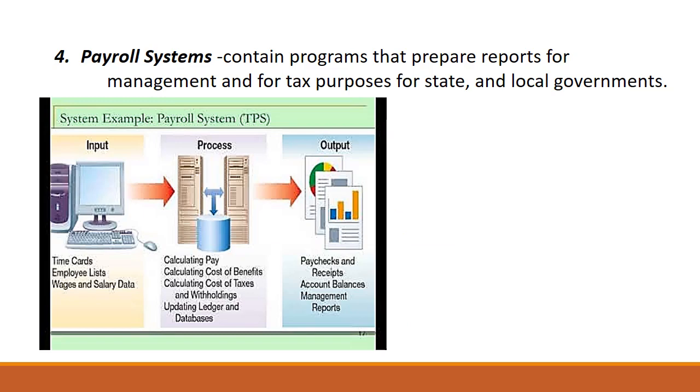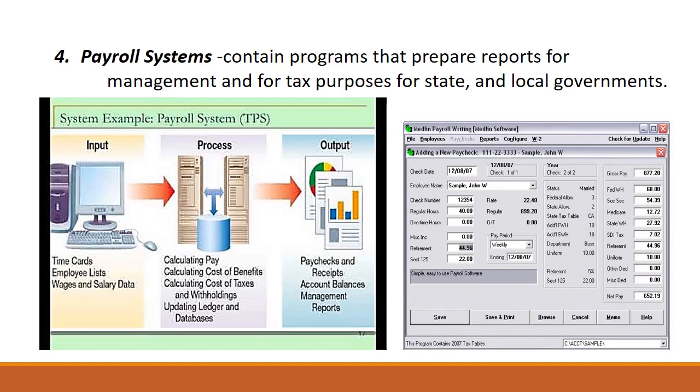The fourth function performed by transaction processing systems is payroll systems. Payroll systems accept input about employee pay rates or salaries, hours worked, and deduction amounts, and then compute deductions, subtract them from gross earnings, and issue paychecks to employees for their net pay. These systems also contain programs that prepare reports for management and for tax purposes for state and local governments. This is an example of a payroll system.